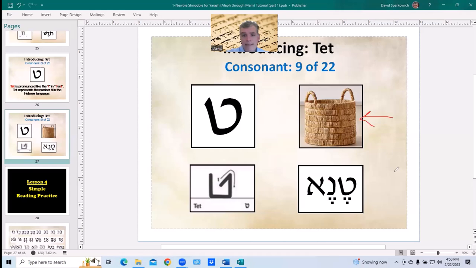We get a picture here of a basket. And so a woven basket in Hebrew, and I'm sure there's probably quite a few different synonyms because that was a basket weaving culture, the culture of ancient Israel in the Middle East, and still that way today. Lots of people, their livelihood is making baskets. So can you say the word teneh? Teneh. Teneh is a basket. That is the Hebrew word for basket.